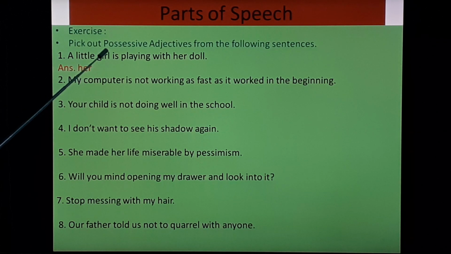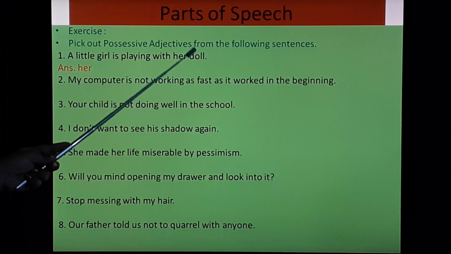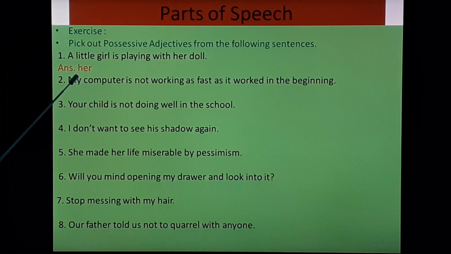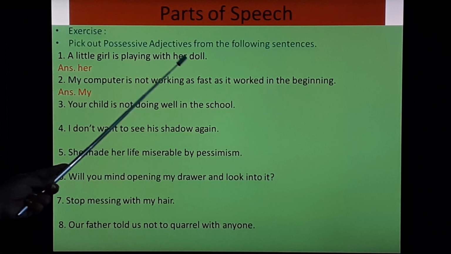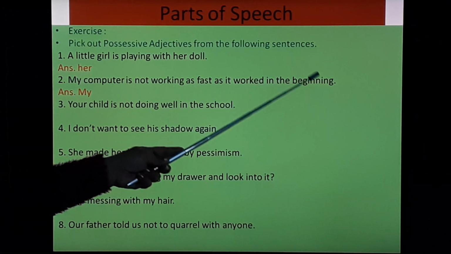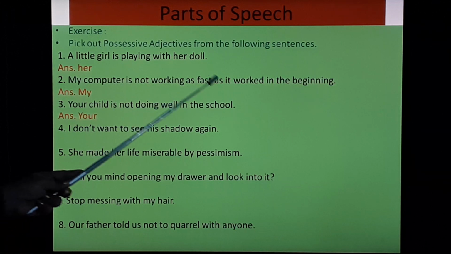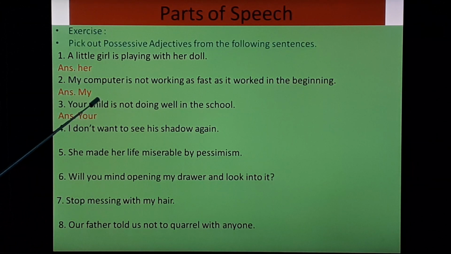First, a little girl is playing with her doll. So doll is the noun, and her is the possessive adjective. That is why the answer is her. Second, my computer is not working as fast as it worked in the beginning. So here computer is the noun, and before it, my is given. So my is the possessive adjective. Third, your child is not doing well in the school. So here child is the noun, and before the noun your is given. So your is the possessive adjective.